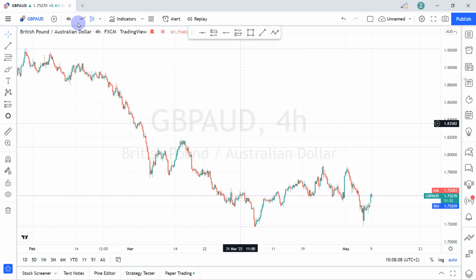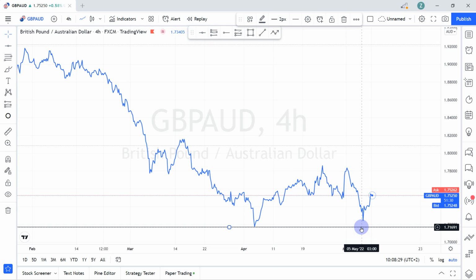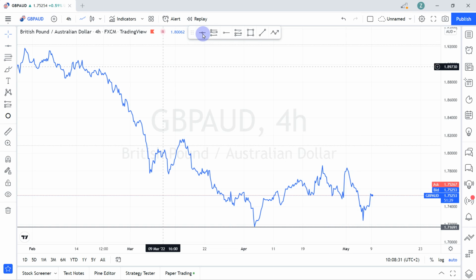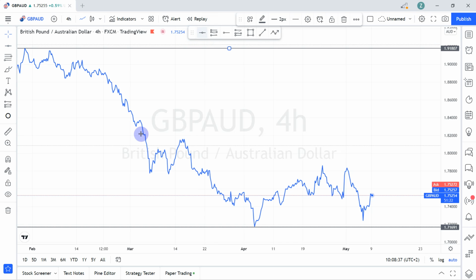So starting with the first pair, which is the pound, the GBPAUD. I'll switch to line graph, identify my key levels, but what I do is to start with my highest high and my lowest low first. So these are my highest high and my lowest lows.